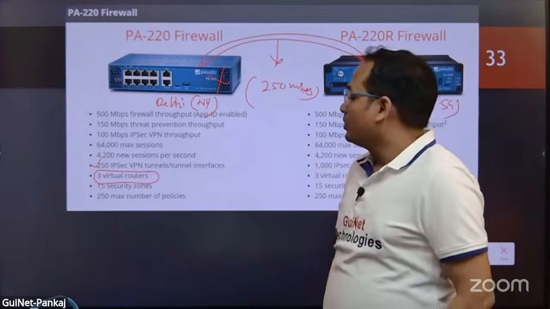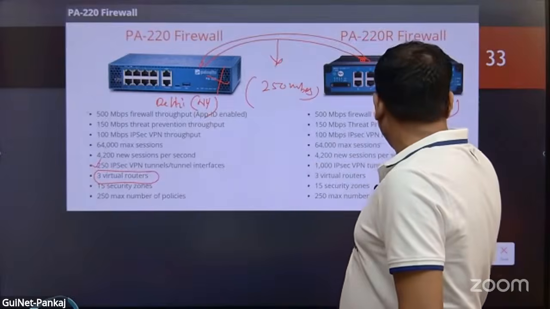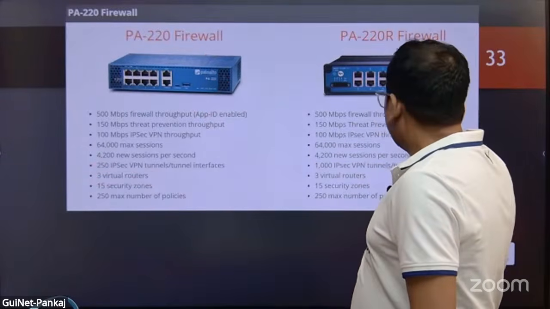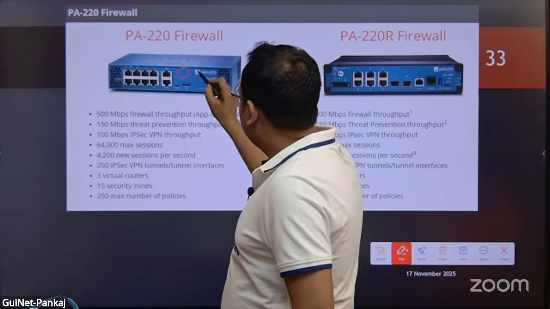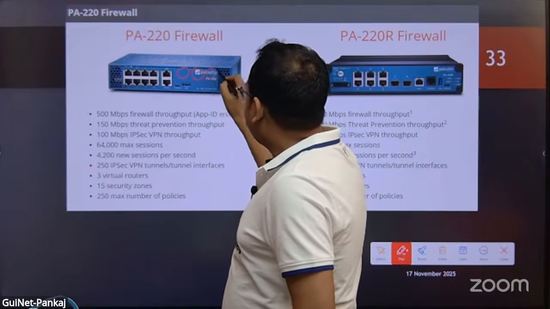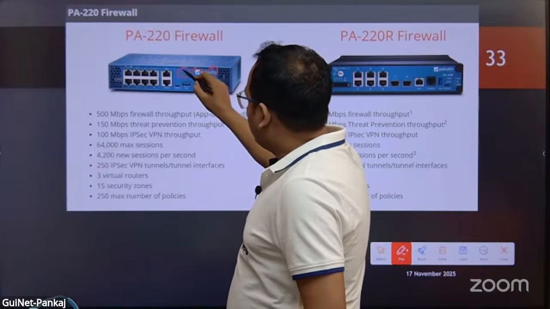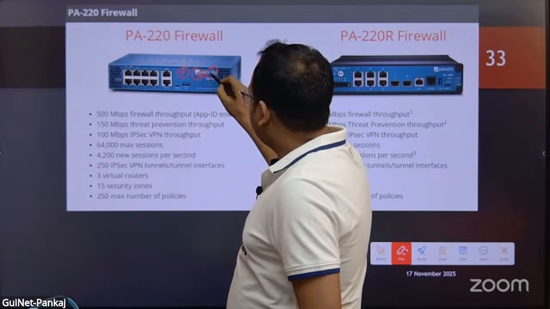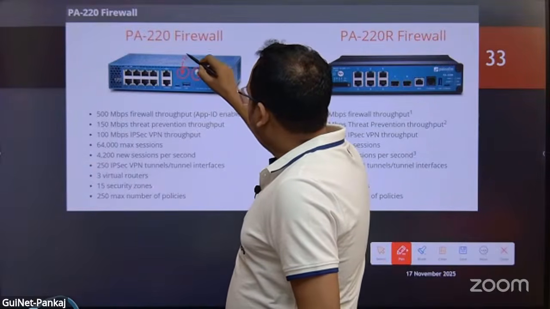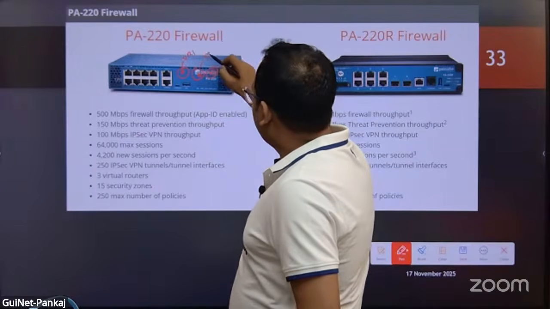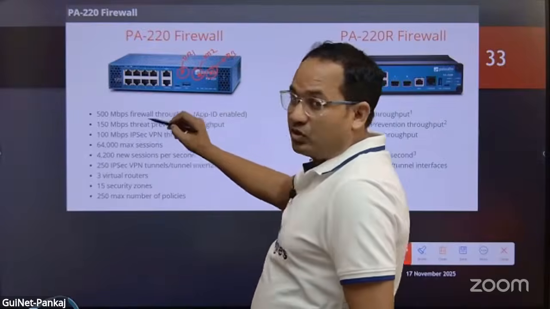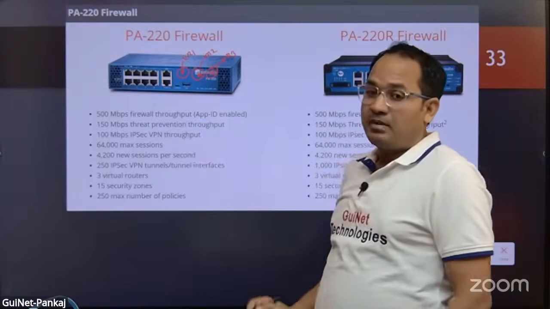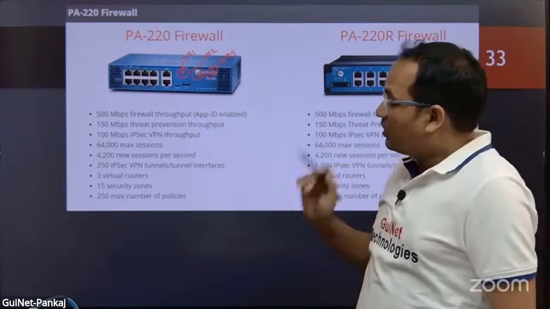Similarly, in the Palo Alto Firewall, when you purchase it, by default they have 3 routers inside this particular firewall. It means you can create 3 routers: this is R1, this is R2, and this is R3. These are known as VR1, VR2, and VR3. So by default, you can create 3 virtual routers at maximum. Why are 3 virtual routers needed?